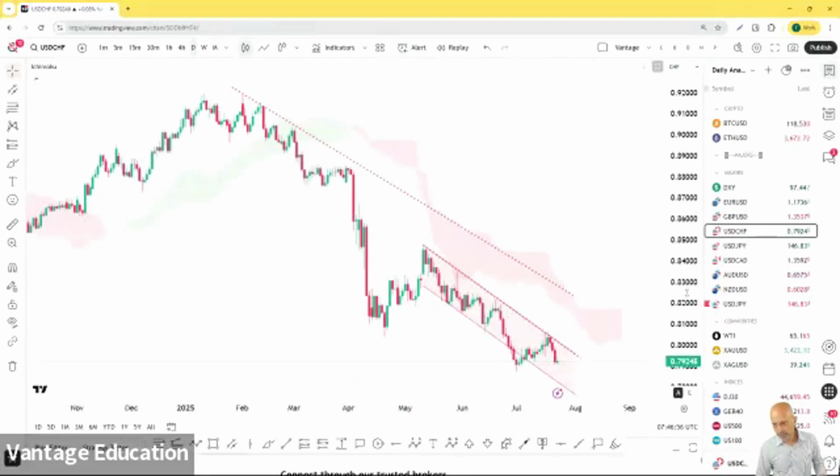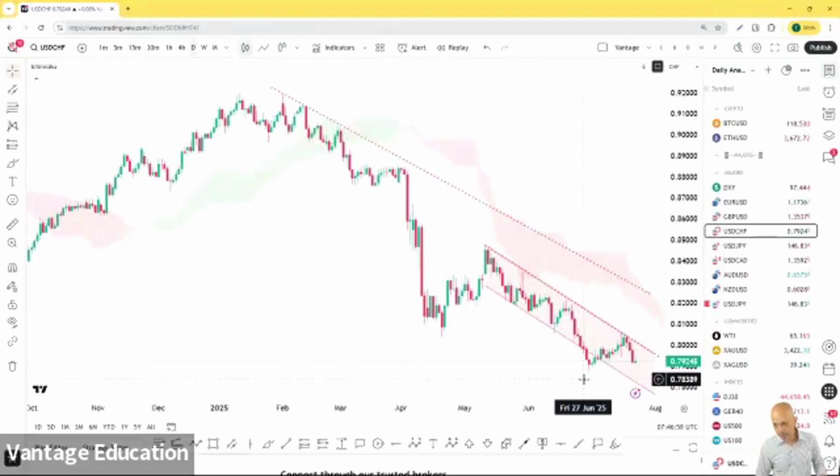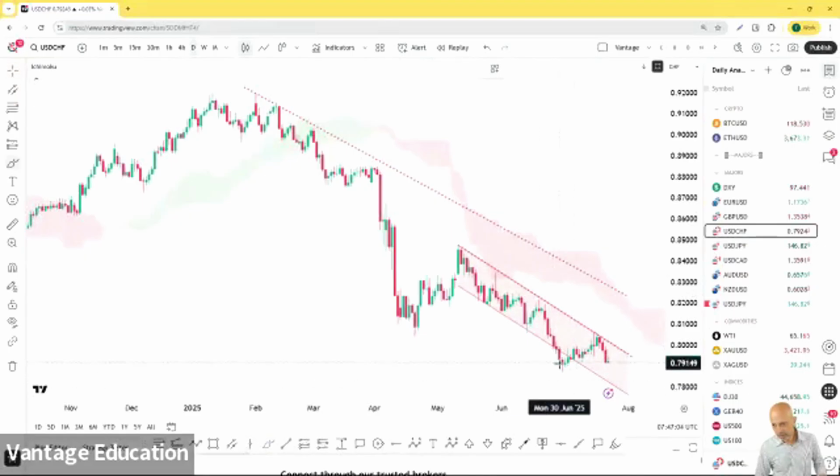We can also try to identify a prior support as well. Of course, this is a significant swing low that was formed in early July at around 78.96. And this is probably a level that we can use along with the lower trend line of the channel for a potential exit point as well.